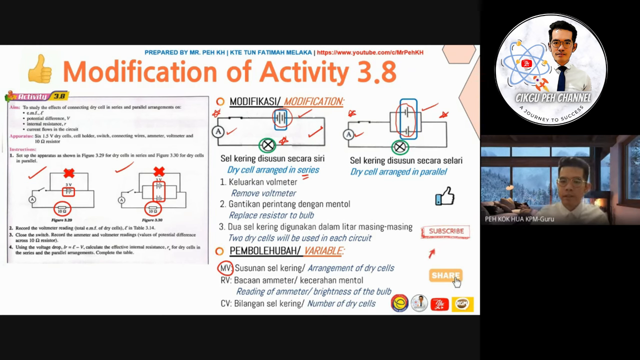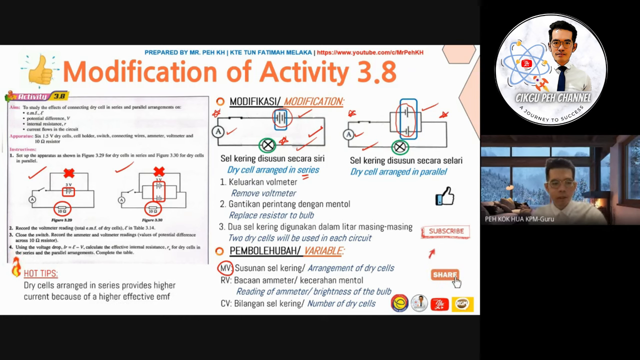Then you can see the controlled variable here will be the number of bulbs for these two types of circuit. The number of cells we are going to use will be only 2. As per the discussion just now, dry cells arranged in series will provide a higher effective EMF. That means we expect the current produced in the series circuit to be higher, and the bulb will light up brighter if the dry cells are arranged in series.